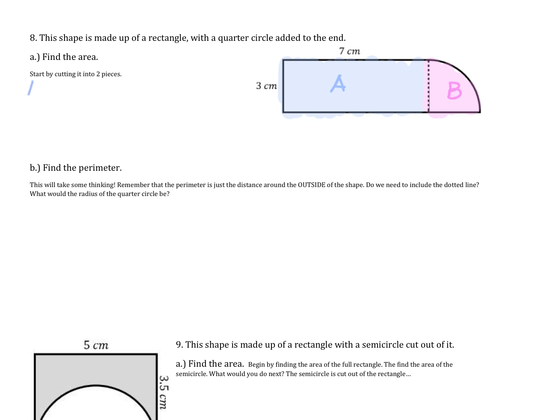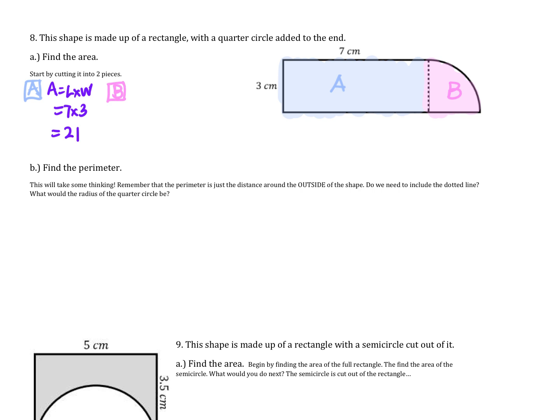So shape A is a rectangle, and I go the area of a rectangle is length times width, which is 7 times 3, which is 21. Okay, that was the easy one. Next I've got shape B. What did we say it was? A quarter circle. Now this is where it gets tricky.